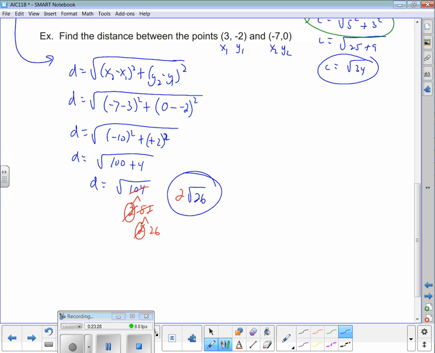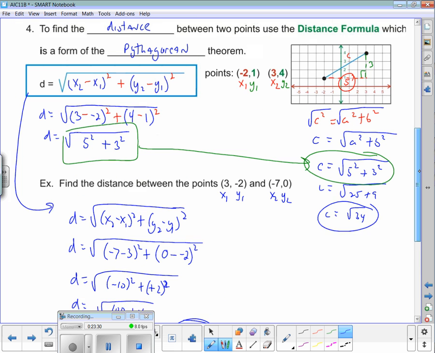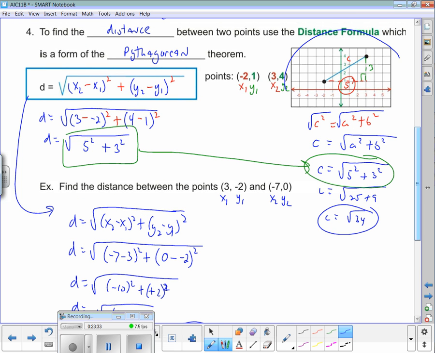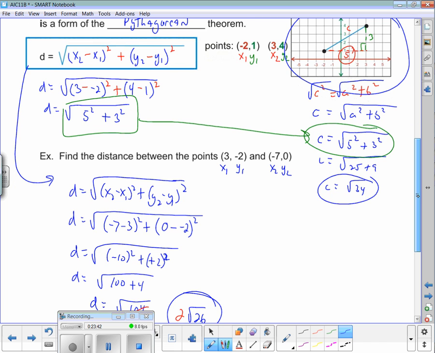All right, so look. This prevented us from having to draw a picture to make a Cartesian plane, to make a grid and count the sides of the triangle. The formula figures out the sides of the right triangle, the two legs, by using the coordinates of the points. So all you're really doing is solving for the hypotenuse of the Pythagorean theorem, and that's the distance.